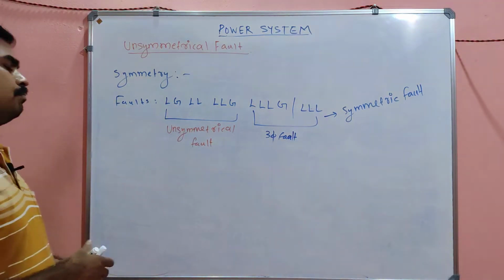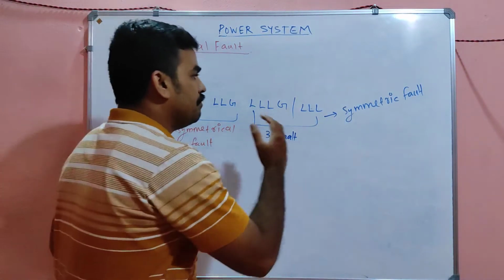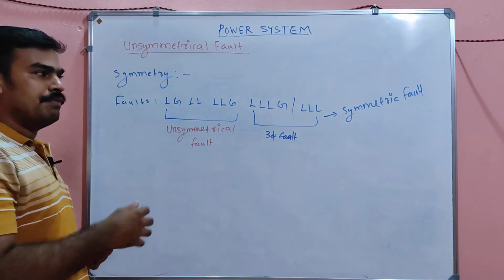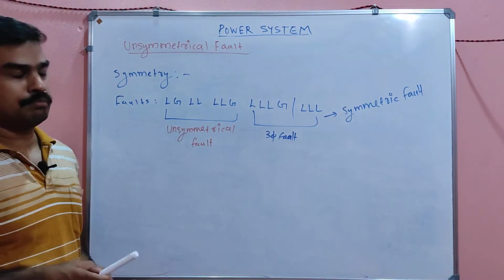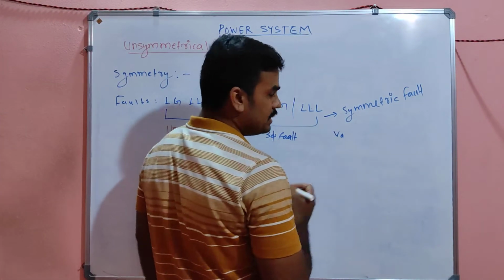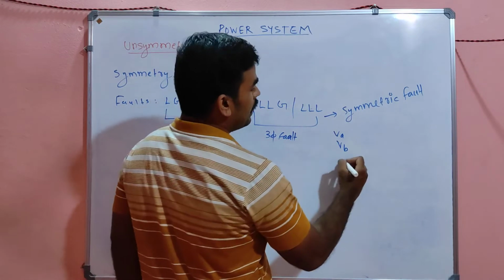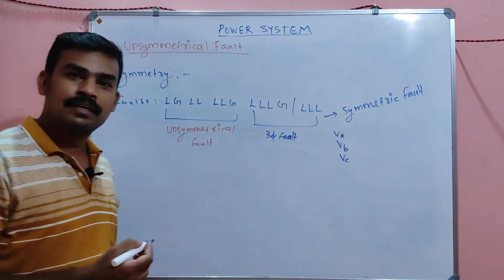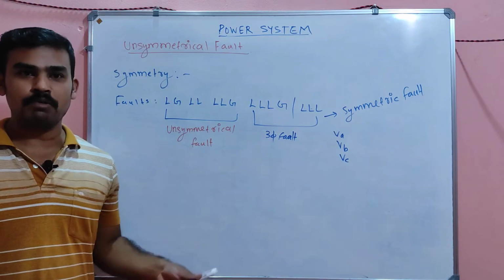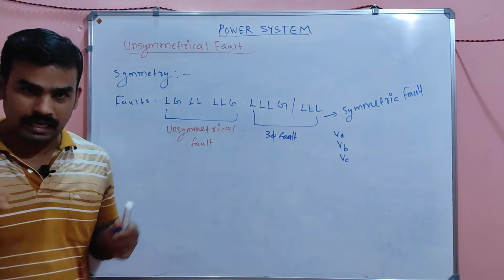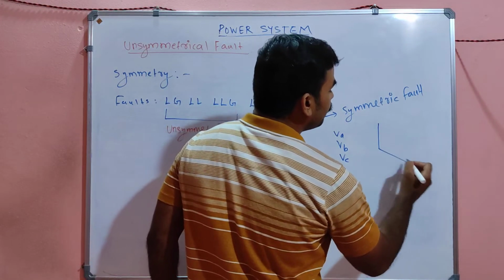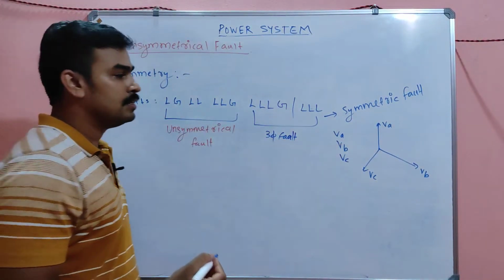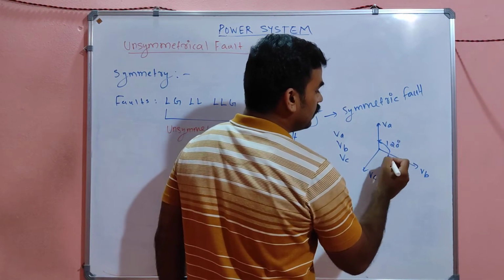And why the name symmetric as well as unsymmetric? That means even if the fault occurs, if the voltages in three phases, that is VA, the voltage across phase A, VB, the voltage across phase B, and VC, the voltage across phase C, are in symmetry with respect to each other, balanced voltages after the fault, that means they will maintain a 120-degree phase angle even after the fault occurs, my dears.